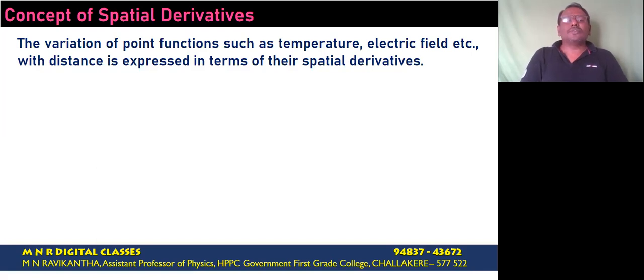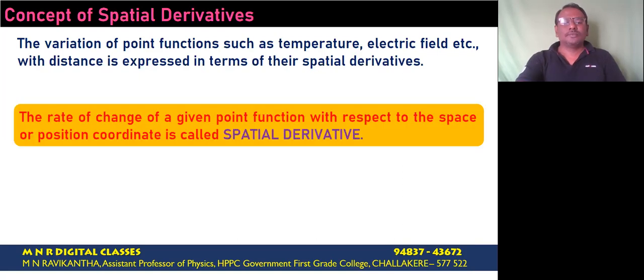The variation of such point functions, for example temperature, which is a scalar function, or electric field, which is a vector function, with distance, is expressed in terms of their spatial derivatives in mathematical form. So let us define what we mean by spatial derivative. The rate of change of a given point function with respect to the space coordinate or the position coordinate is called the spatial derivative.